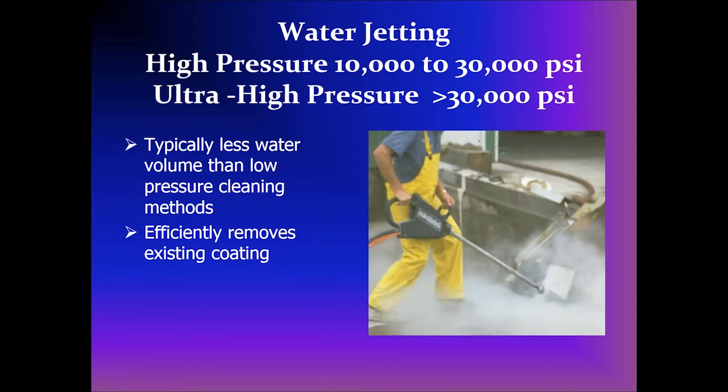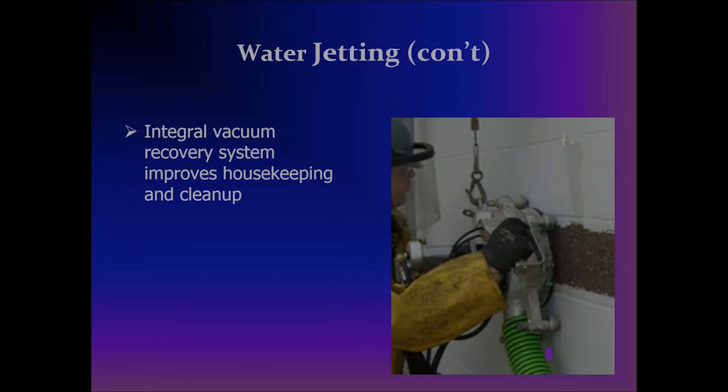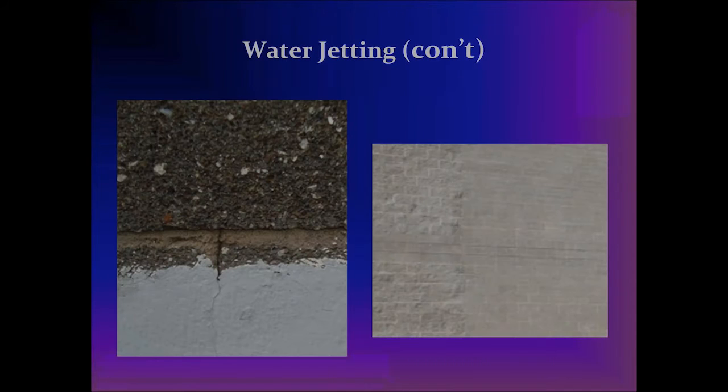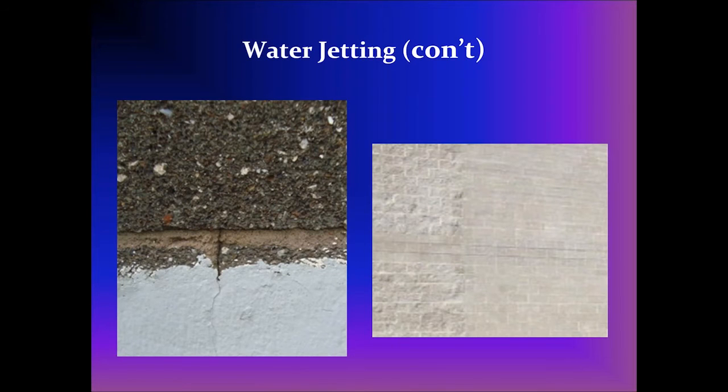Water jetting. Now we're increasing the water pressure. High pressure water jetting is 10 to 30,000 psi. Ultra high pressure is more than 30,000 psi. It's less water than low volume units, and it efficiently removes coating. And one nice thing with it, there are some units that have an integral vacuum system that actually collects the water while it's being used. So you see there's not a lot of water flying around here for cleanup. It's collecting it for disposal while the cleaning is underway. And here's an example of some water jetting.